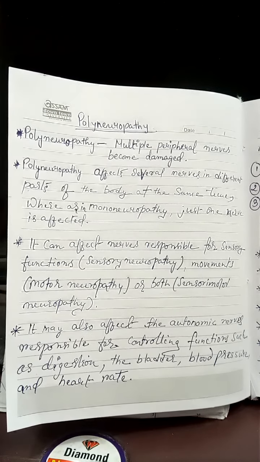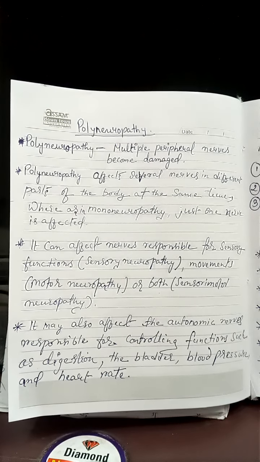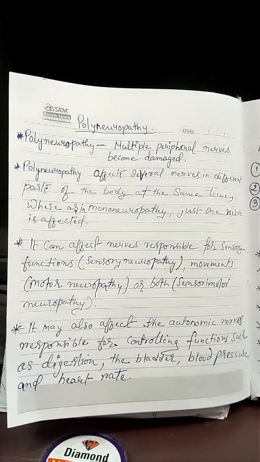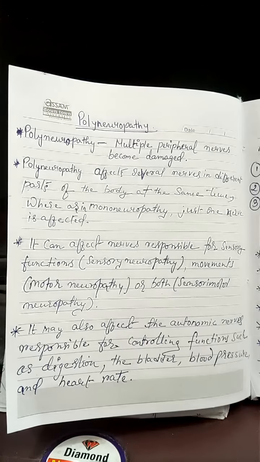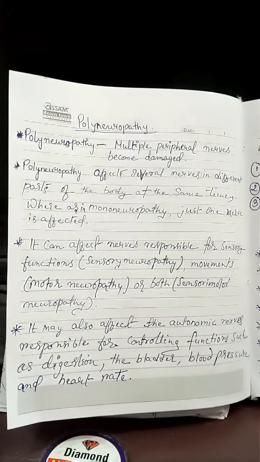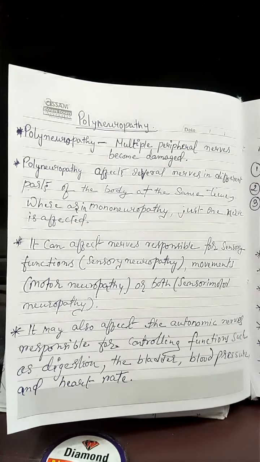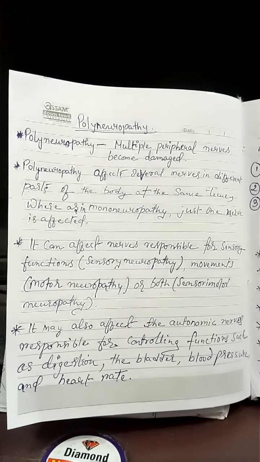Polyneuropathy affects several nerves in different parts of the body at the same time, whereas in mononeuropathy, just one nerve is affected. Mono means one. So in mononeuropathy only one nerve is affected, and in polyneuropathy several, meaning multiple, nerves are affected at the same time.